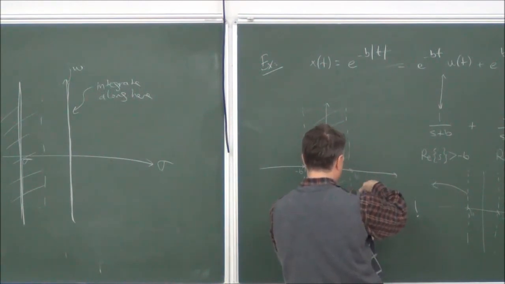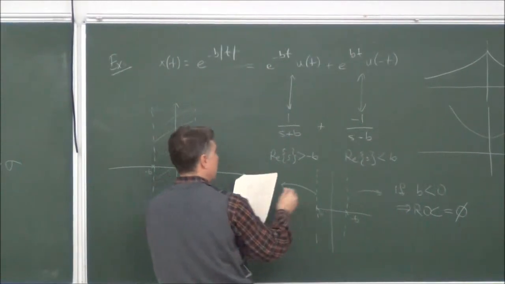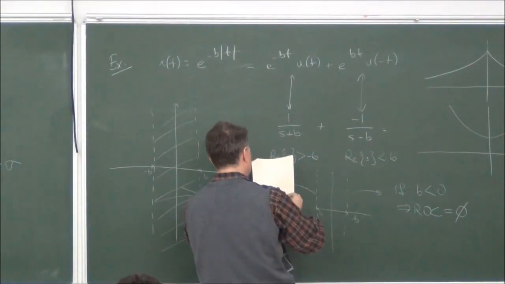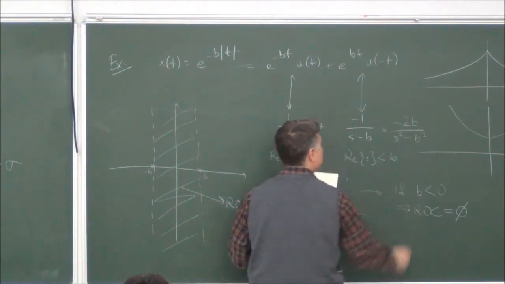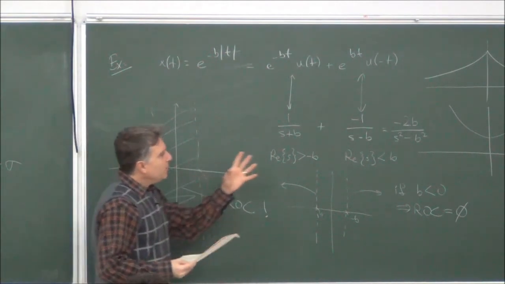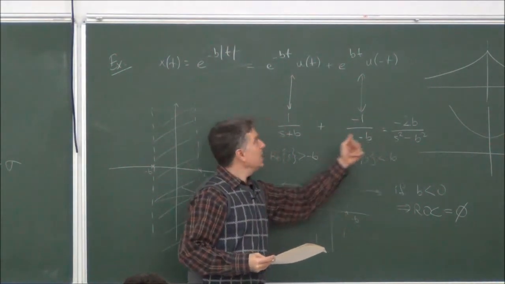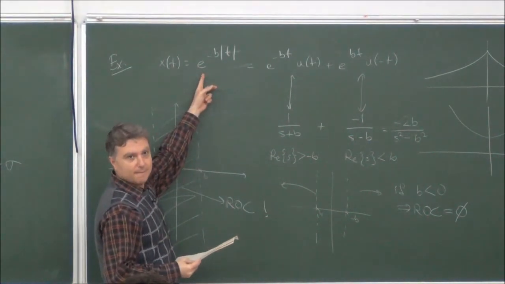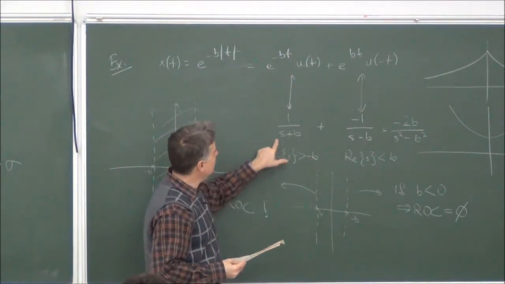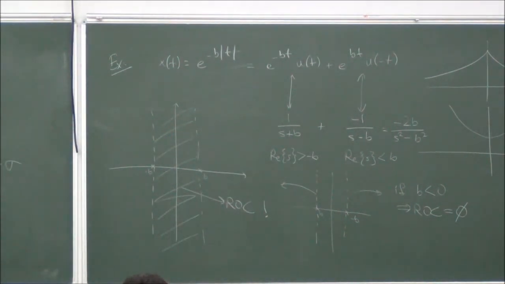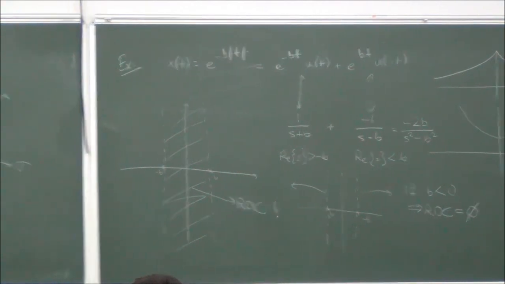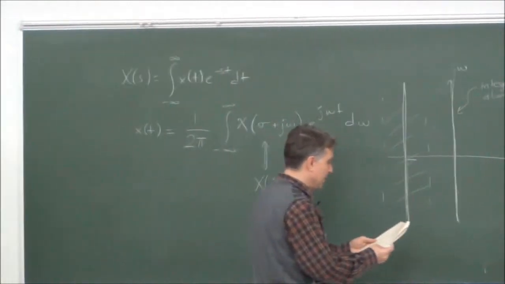What's the combination of them? Let's also write down the answer. The answer is minus 2b over s square minus b square. So if you encounter something like this, you know that its inverse Laplace transform will be this. Or if you encounter something like this, a first order system, then its inverse Laplace transform would be this, depending on the region of convergence, of course. So that's the systematic way to find the inverse Laplace transform. Never try to take this integral without any prior information.